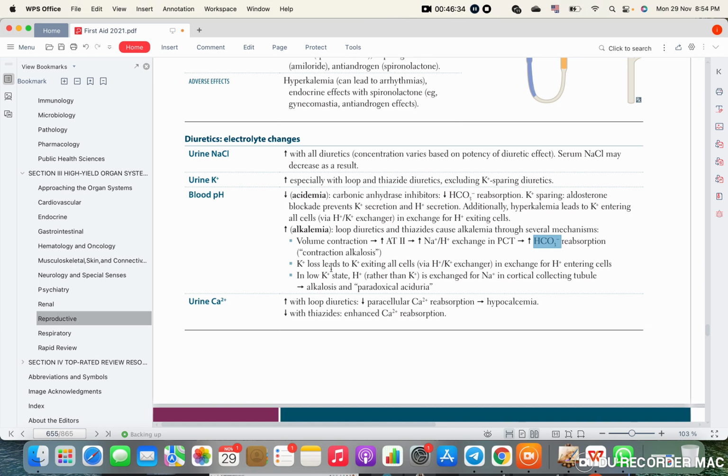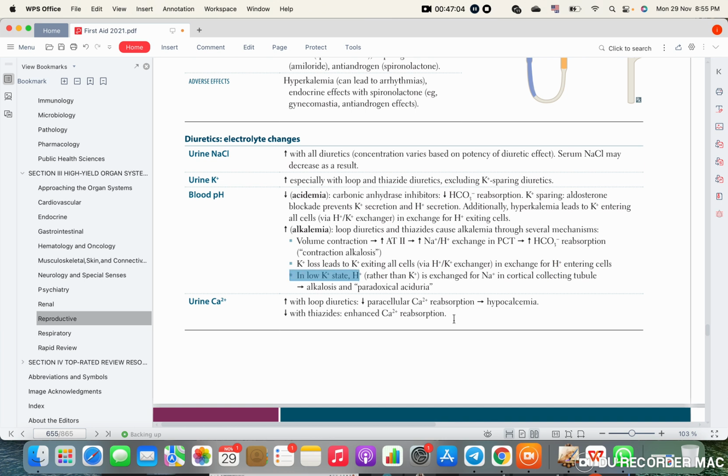Okay, potassium loss leads to potassium exiting all cells via these channels again, in exchange for hydrogen entering it. So the more you lose potassium, what will happen? Potassium exits the cells in exchange for hydrogen. So hydrogen will enter the cells, which leads to alkalemia. If hydrogen enters the cells, you will have less hydrogen in your plasma, which leads to alkalemia.